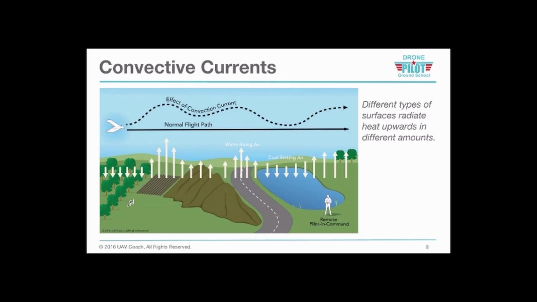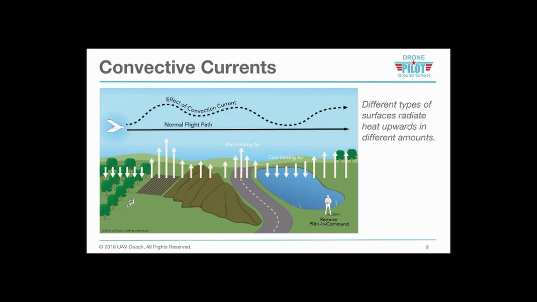So first, let's talk about convective currents. Different surfaces radiate heat in varying amounts. Plowed ground, rocks and sand, barren land, all of these things give off a large amount of heat, whereas water, trees, and other areas of vegetation actually tend to absorb and retain the heat. So this uneven heating of the air creates small areas of local circulation called convective currents.